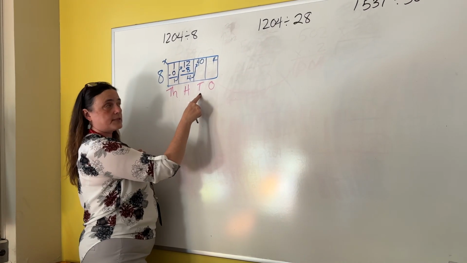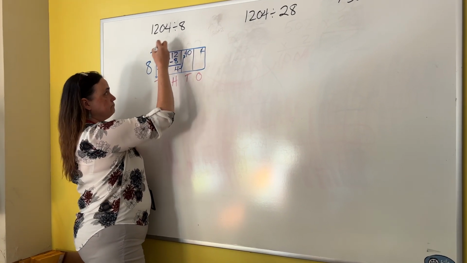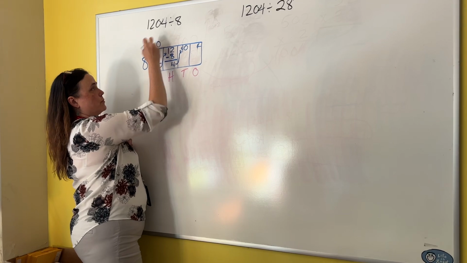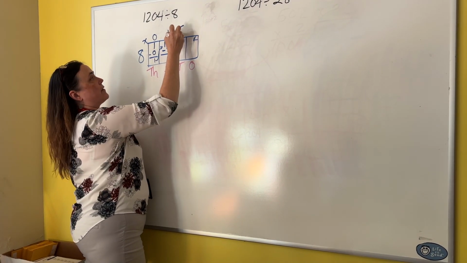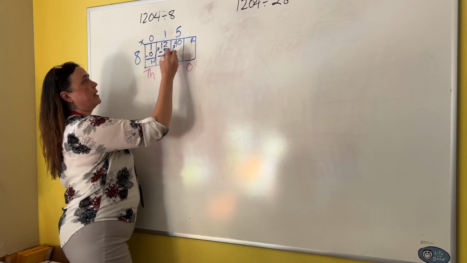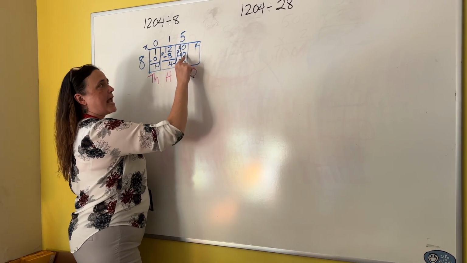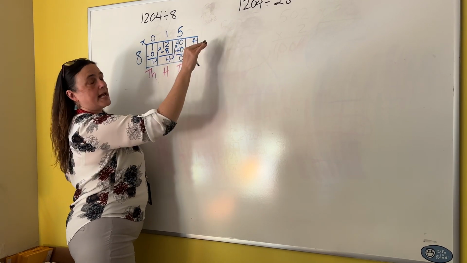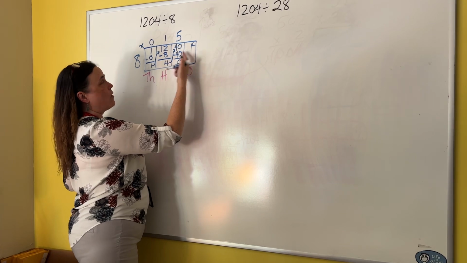So now I'm in the tens place. I know 8 goes into 40 5 times. So far I've had no groups of 8 in the thousands. I had 1 group of 8 in the hundreds place. Now I've got 5 groups of 8 in the tens place. So there's my 40. I have nothing left over. So I'm not carrying anything or regrouping anything into the ones. So I just have 4.